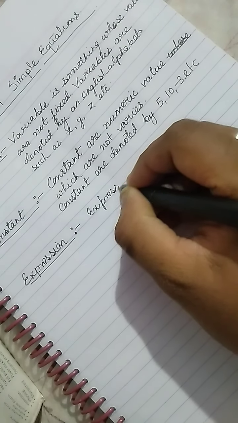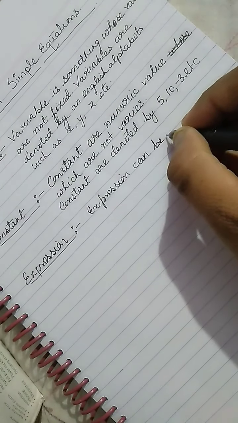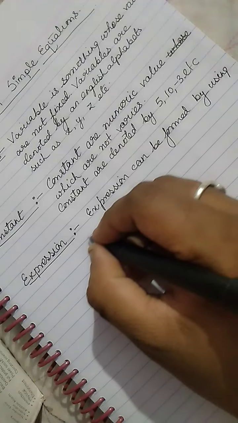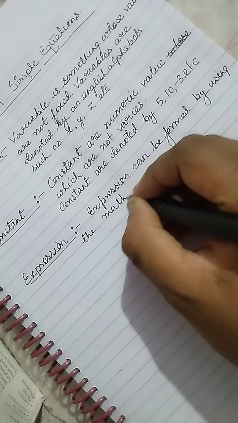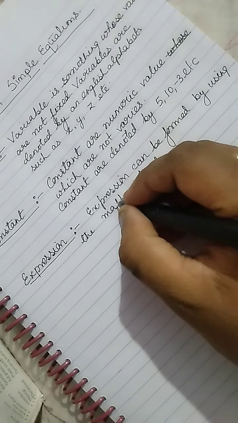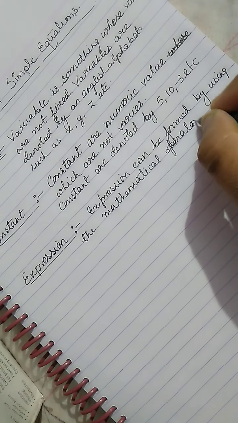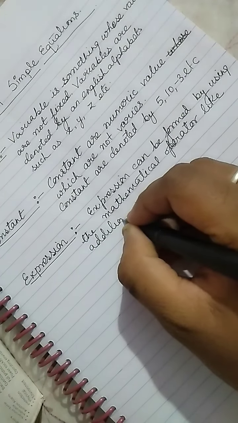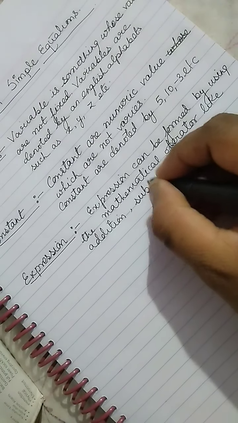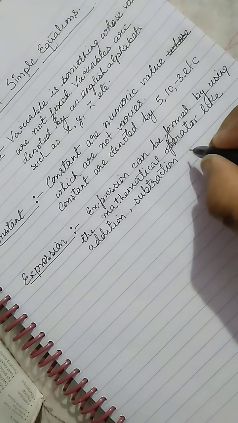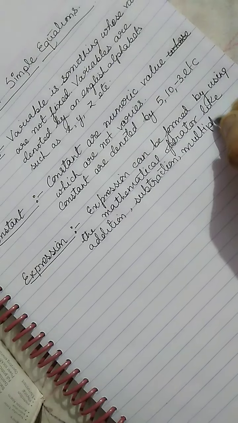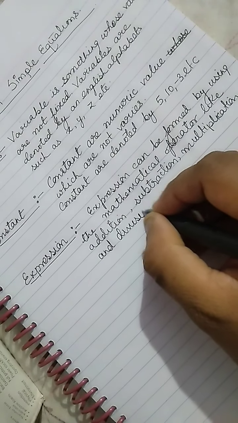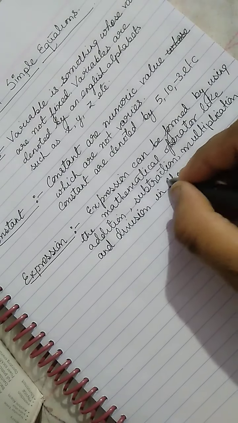Expression can be formed by using the mathematical operators like addition, subtraction, multiplication and division in the variable and constant.